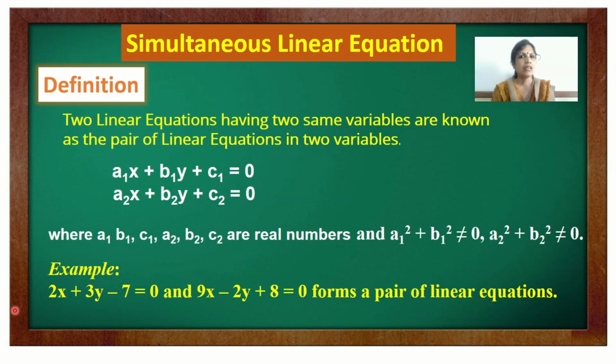One example is given here for you to understand. 2x plus 3y minus 7 is equal to 0 and 9x minus 2y plus 8 is equal to 0. These two form a pair of linear equations. These are the simultaneous equations. Alright, and in our case we will always be given a pair of linear equations to find its solution, to find the value of 2 variables.